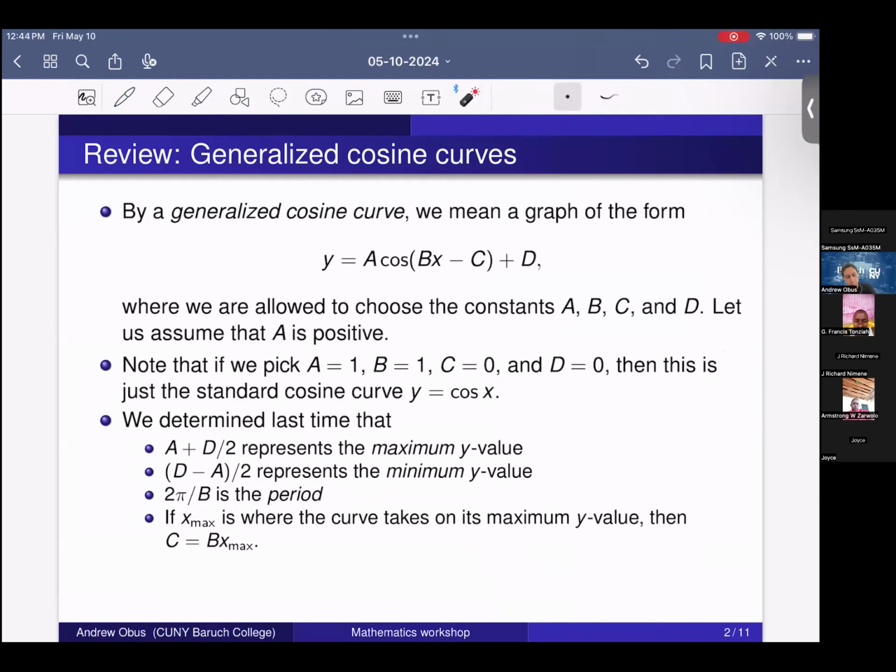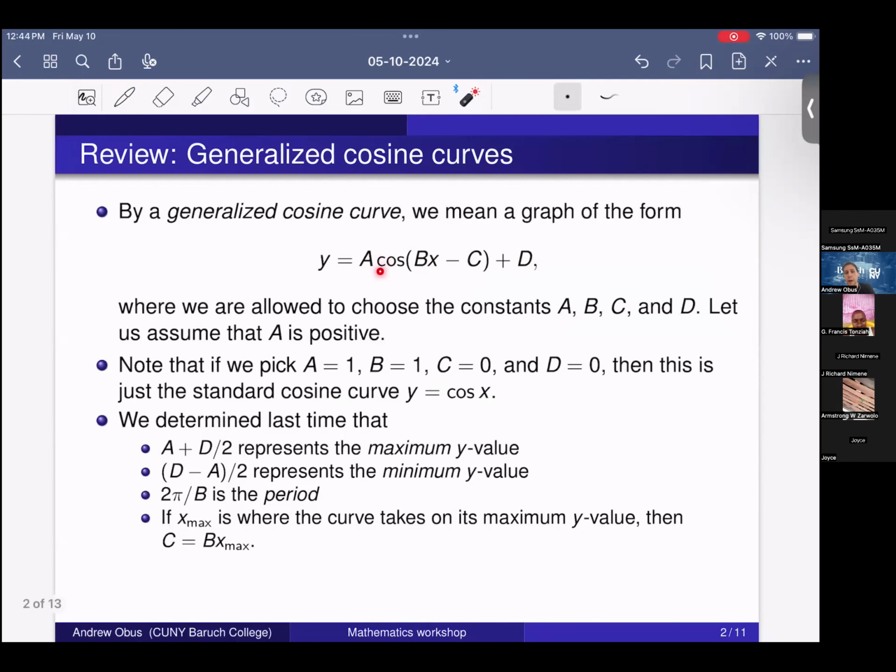So let's recall a generalized cosine curve is something where we're going to take y equals cosine of x, and we're going to throw in some other parameters. So we're throwing in 4 constants, a, b, c, and d. Instead, we write it as y equals a cosine of (bx minus c) plus d.